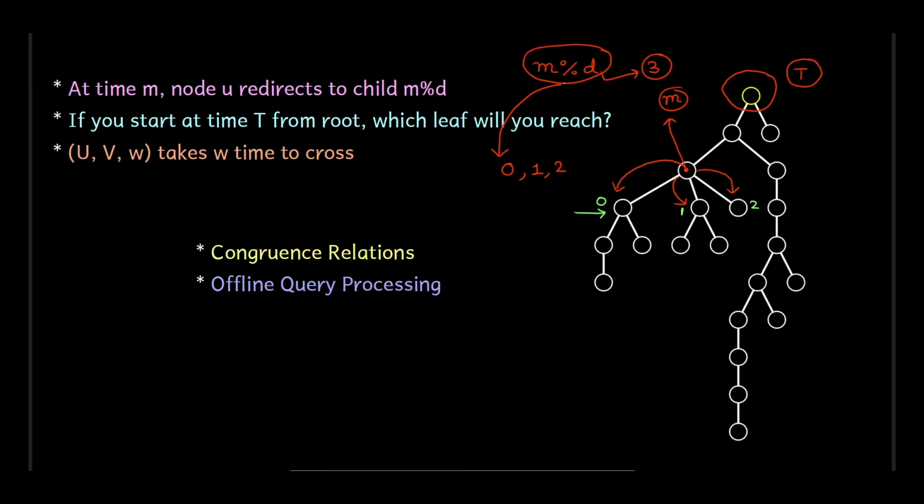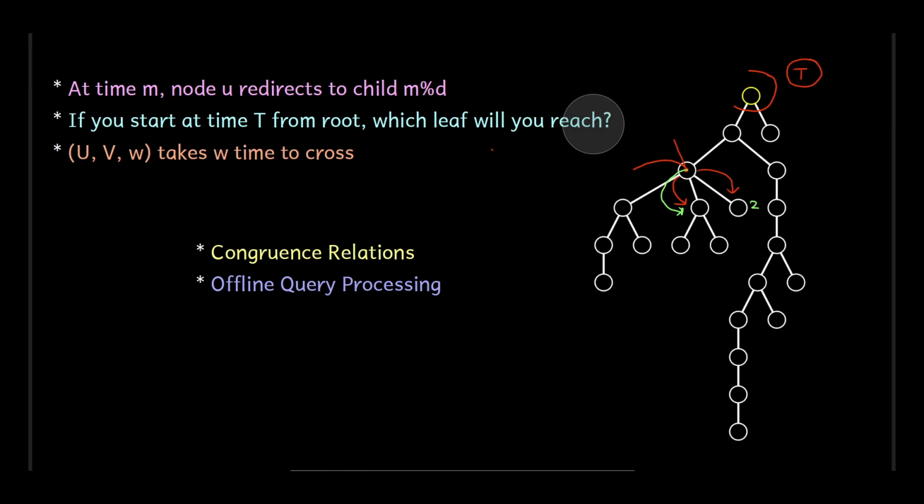So whatever the value of m modulo d comes out to be, you descend onto that child and then you repeat this process. But when you do this descent, you will take some time to reach the child. This is a rooted tree, but it also has weights on the edges. So suppose this is W1, this is W2.